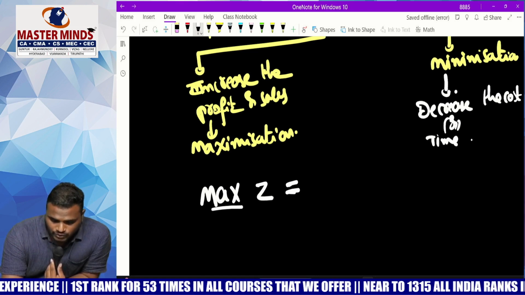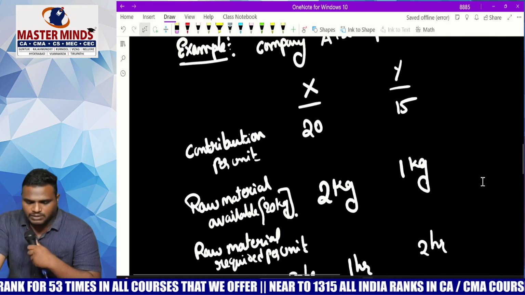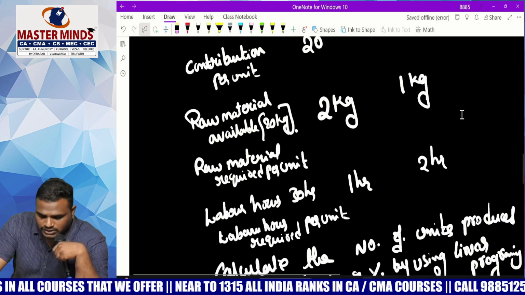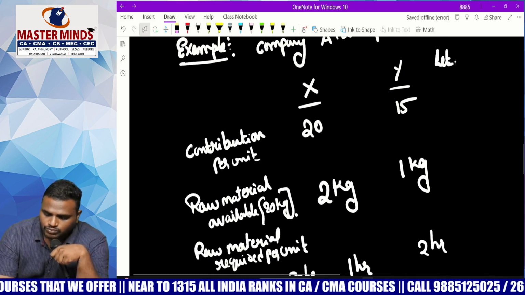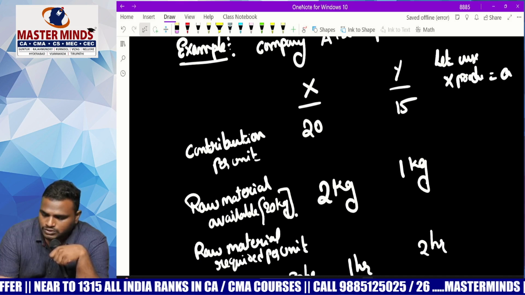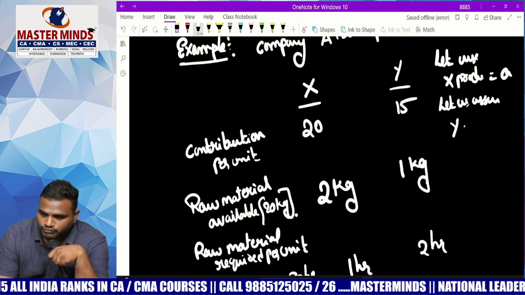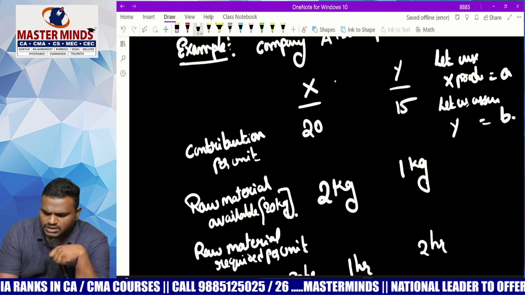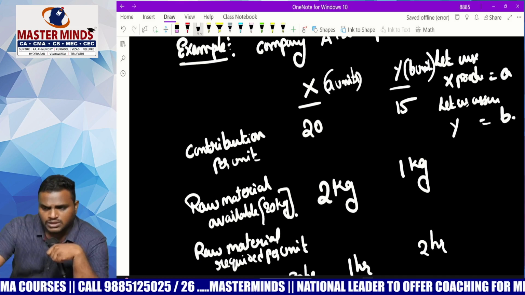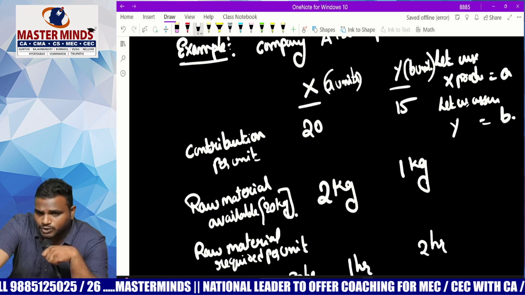Z is equal to, now I'm writing the first set of equation. Now tell me, in this example, do you know how many units of X we produce? No, that is only the requirement, sir. Now let us assume the number of units produced of product X is small a. Let us assume the number of units produced of Y is small b. How many units of X? A units. How many units of Y? B units.